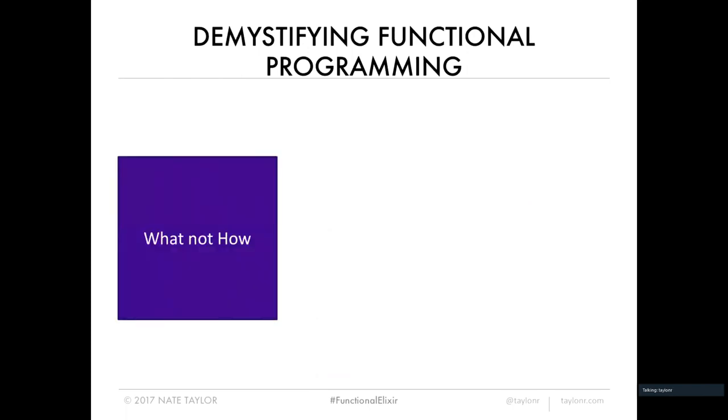So finally, I want to wrap up. How do we demystify functional programming? Well, remember, it's what, not how. So we're going to tell Elixir what we want. I want a list of strings that are tweetable. Or I want a word count of every word in this text.